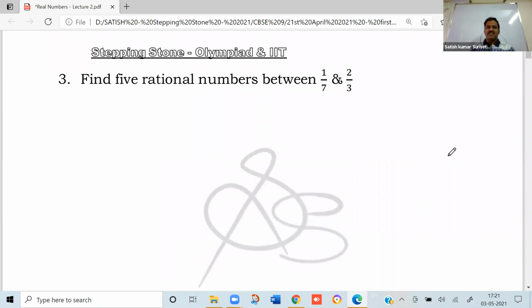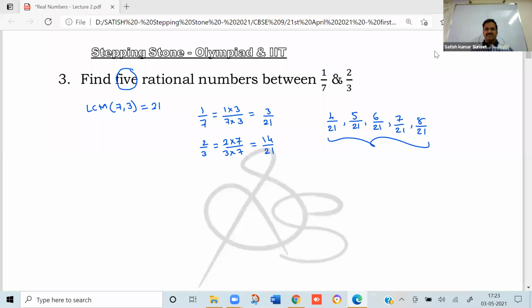Find 5 rational numbers between 1 by 7 and 2 by 3. Now observe here. The denominators are not the same. So first you convert the denominators to be the same by taking the LCM. So here the LCM of 7 and 3 is 21. So make the denominators the same and then observe the numerators, and between 3 and 14 you list the numbers because we want only 5 rational numbers.